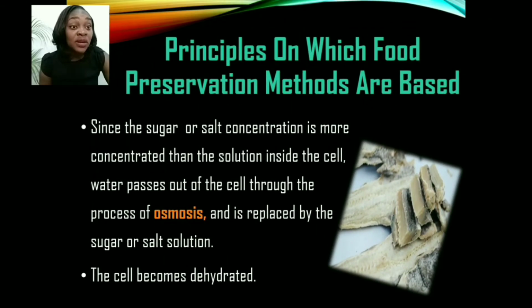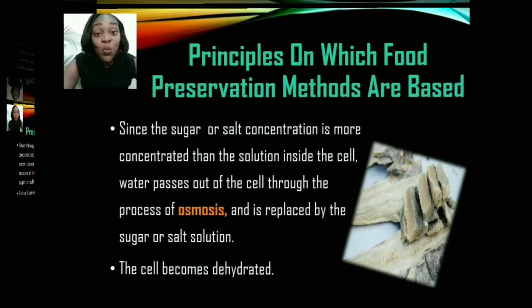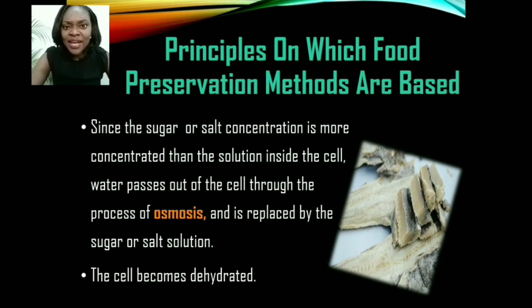Since the sugar or salt concentration is more concentrated than the solution inside the cell, water passes out of the cell through the process of osmosis and is replaced by the sugar or salt solution, and therefore the cell becomes dehydrated. Now guys, can you think of any food product on the market where you notice that the moisture content has been altered? Which product on the market do you notice that sugar and salt are used to preserve? Can you identify any? Well, as we go on further in today's session, we'll look at the different examples.